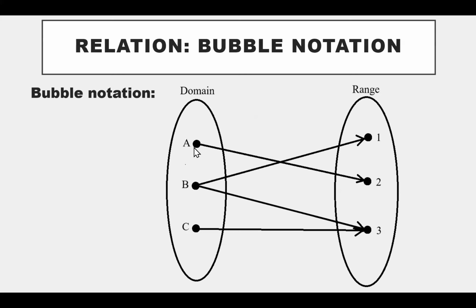So here we have the element A in the domain going to the number 2 in the range. The element B goes to the number 1. Also, the element B goes to the number 3. The element C in our domain goes to the number 3. This is a visual of a relation.